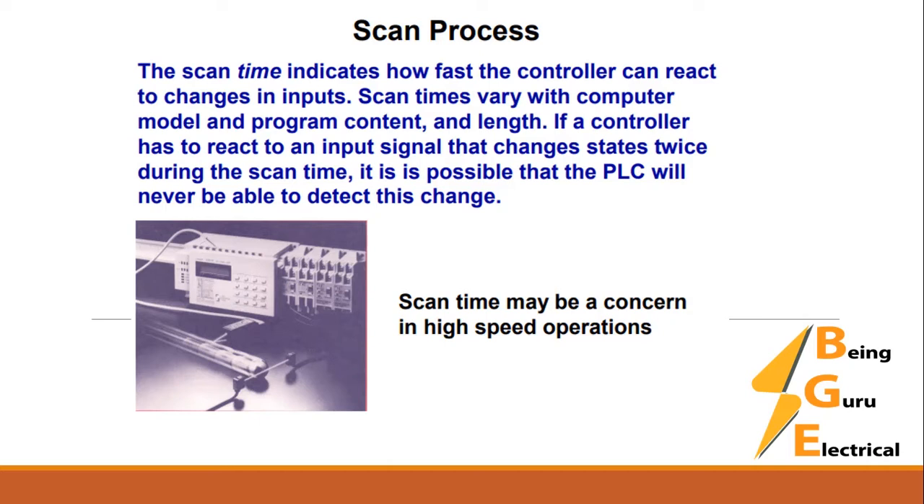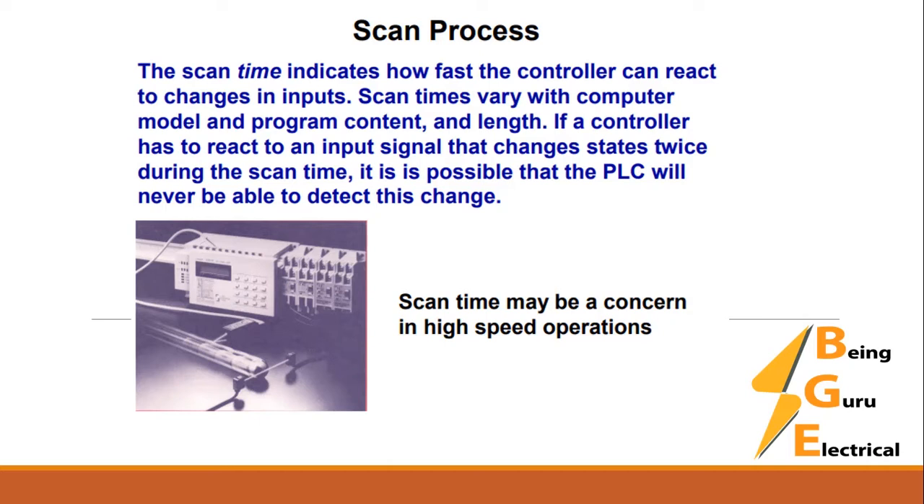If a controller has to react to an input that changes states twice during the scan time, its PLC will never be able to detect this change. This is because if your PLC has a scan time of 6 milliseconds and your process input changes within 3 milliseconds, the PLC is losing the data. The PLC cannot catch the fast speed of the process. So this is very important in the selection of PLC for the specific plant operations.